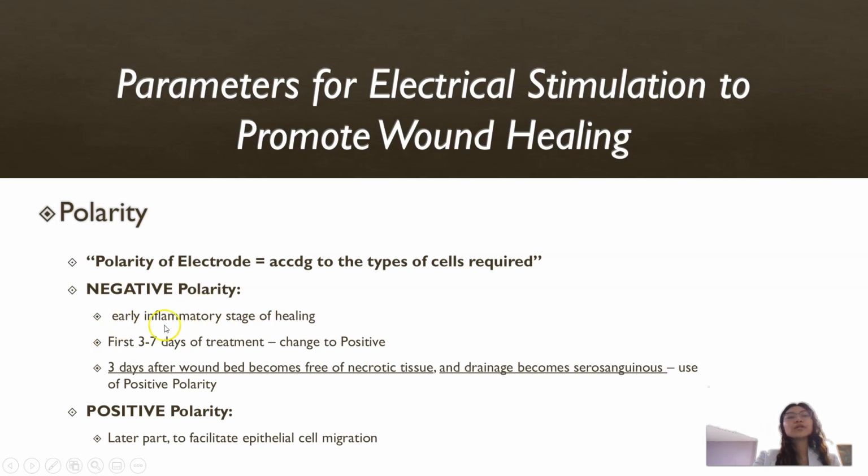Negative polarity, early inflammatory stage. Usually, first 3 to 7 days of treatment. And then, you would change it to positive afterwards. Pero, ito case-to-case basis, no? 3 days after wound bed becomes free of necrotic tissue and drainage becomes serosanguinous, use of positive polarity. So, yung parang magiging basehan natin kung kailan tayo magpapalit from negative into positive polarity.